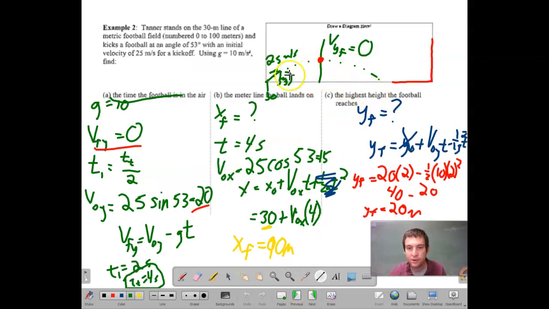everything is the same. It's a mirror image. So whatever this is over here is going to be whatever this is over here. So if our y component of velocity here was 20, then going down, the y component will be negative 20.